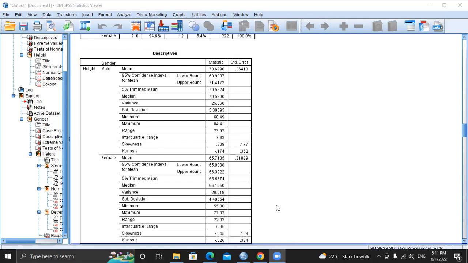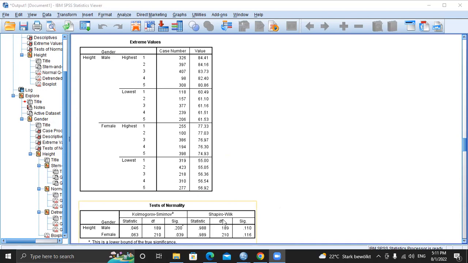So the variance, we've checked that. The range, let's see, the range for men is 23. For women, what is it? 22. So it supports our idea that variation is higher for men. So let's continue. Yes, we can go and check the extreme cases for women and check for men.